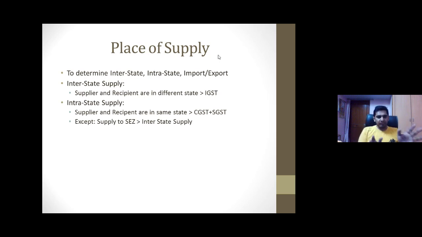So this is a simple thing which you need to understand: if a normal area person supplies goods to a special economic zone person, then interstate supply or export will be deemed to have happened, and it will not be treated as an intrastate supply; rather it would be an interstate supply and IGST would be applicable. I'll explain in the next few minutes why and how, but just remember this much for now.